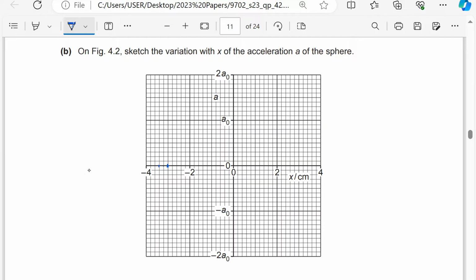So I'll just plot this. And then that is for negative displacement. This is negative 3.4. Then for positive 3.4, it is going to be negative acceleration, which is minus A naught. So of course for 0 it is 0. So that is a straight line. Just get your ruler and draw a straight line to the origin.